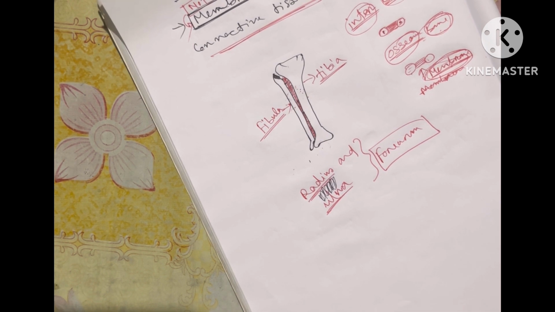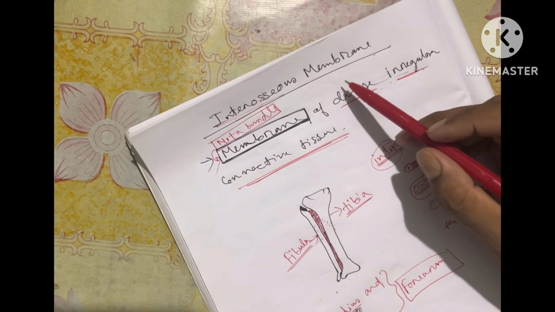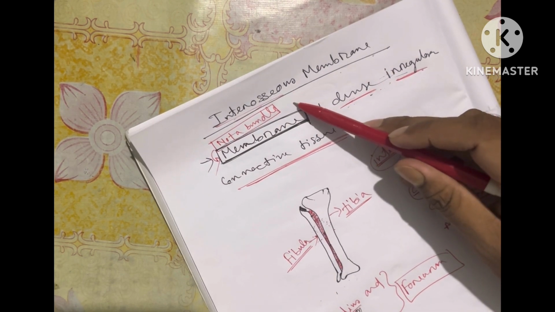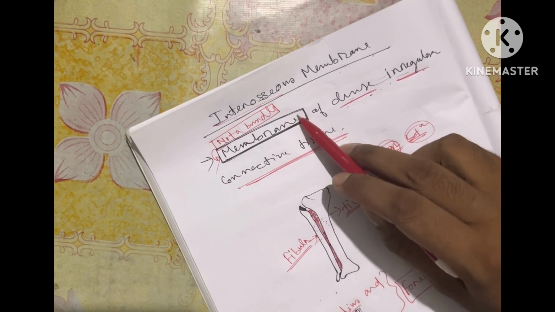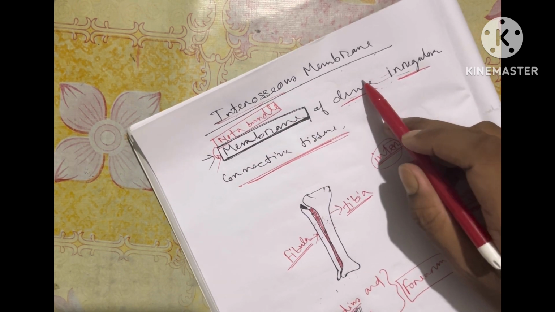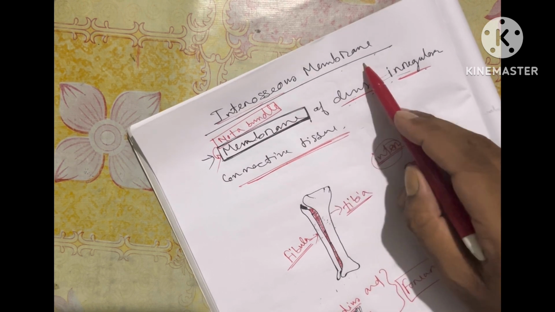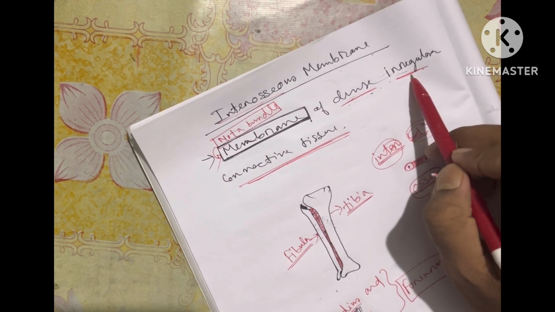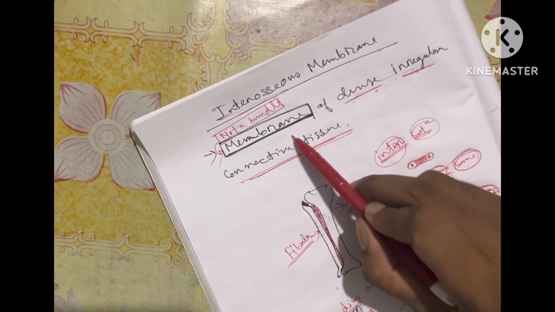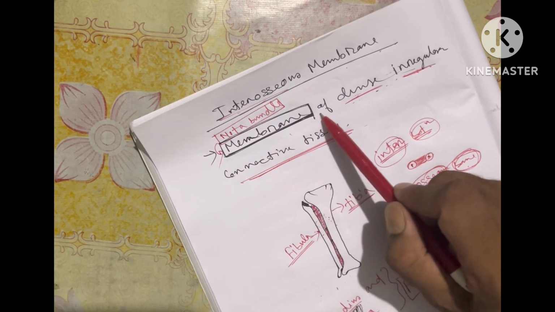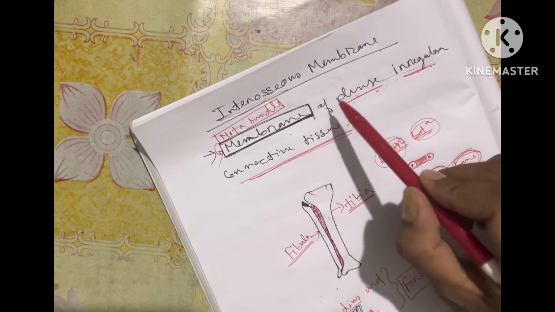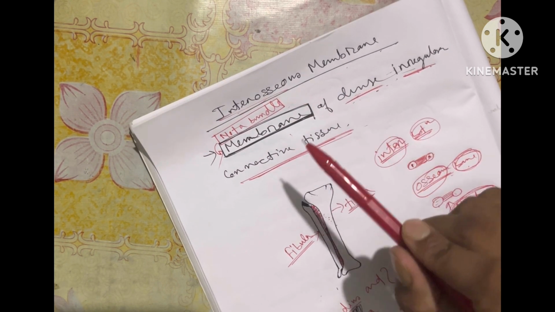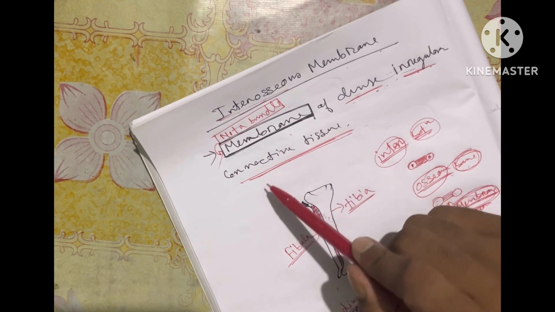So this is the interosseous membrane, and how will you distinguish between the interosseous membrane and syndesmosis? In syndesmosis, a bundle of dense irregular connective tissue is present, and in the interosseous membrane, a membrane of dense irregular connective tissue is present. In the interosseous membrane there are no bundles. Only a membrane is present. It's not a bundle.